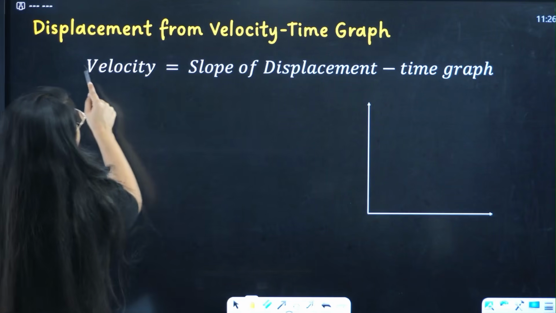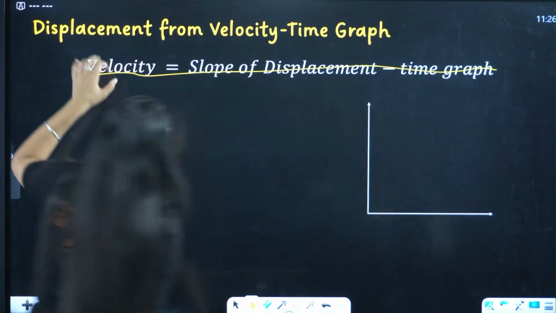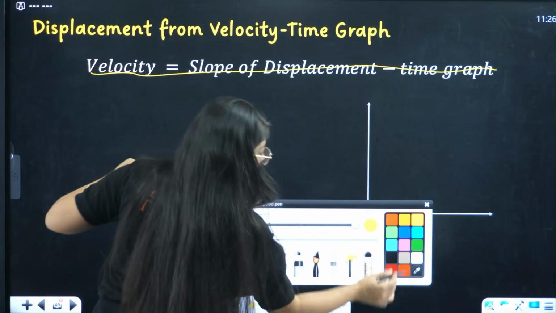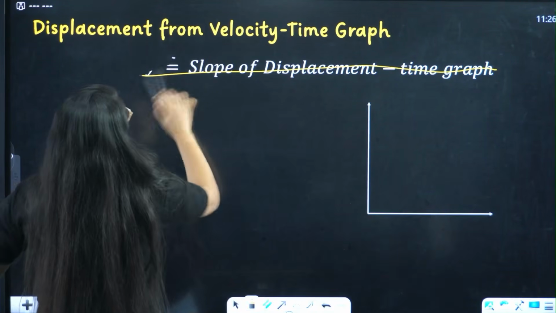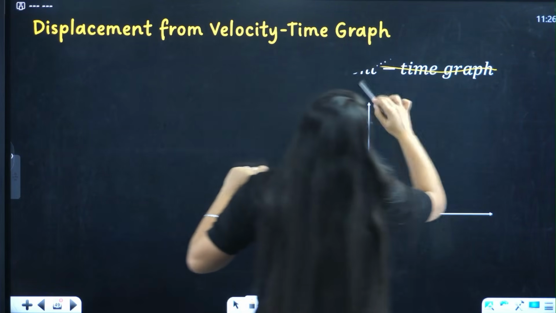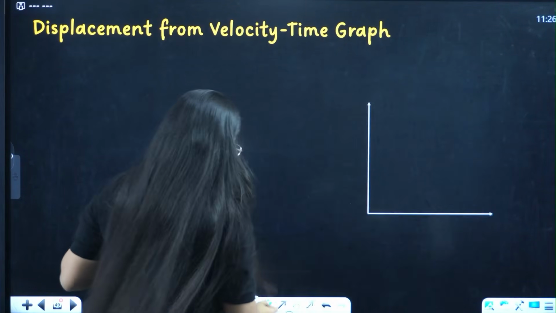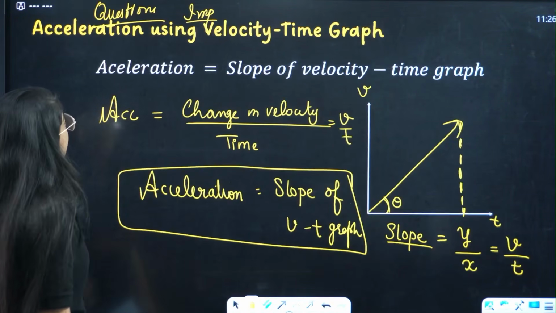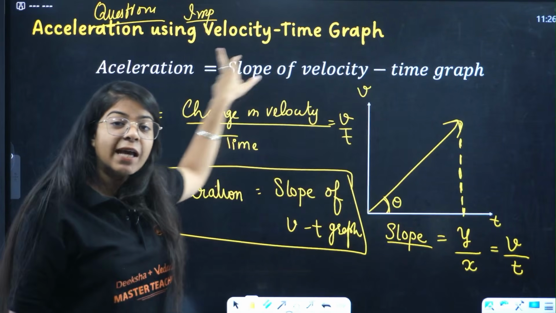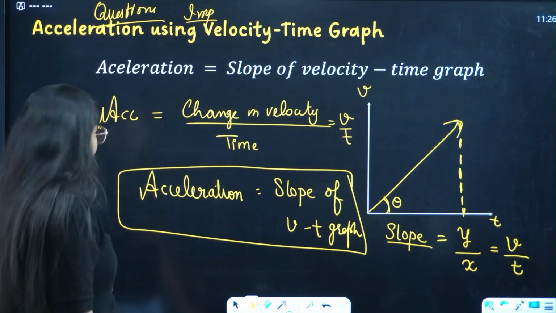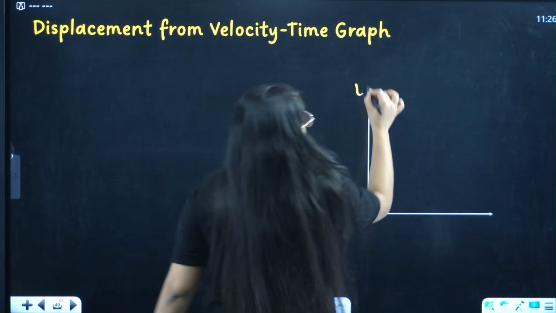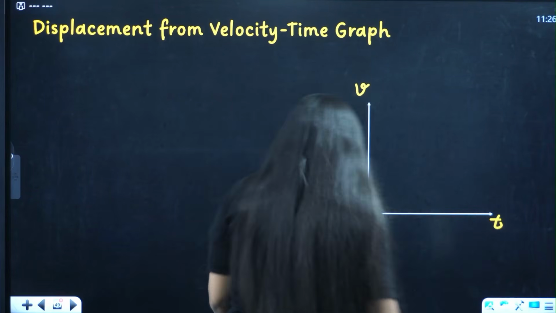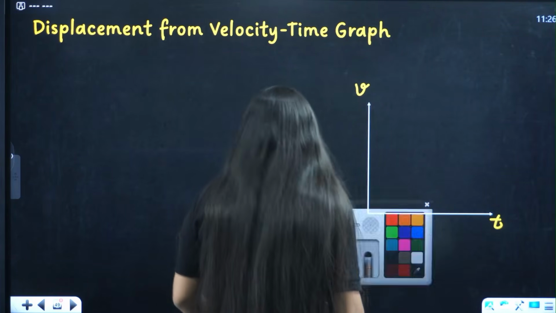This I need to correct a little bit. Actually, we have to find displacement from the velocity time graph. So this is wrong. Wait, let me correct this. Now we have a velocity time graph and we need to calculate distance. There we had a velocity time graph, but we were calculating acceleration. Now we have the same velocity time graph, but now we are not calculating acceleration. We are calculating displacement or distance.